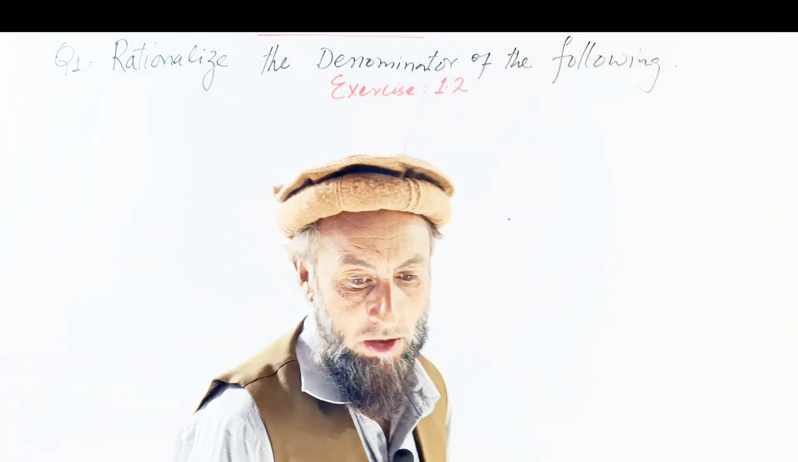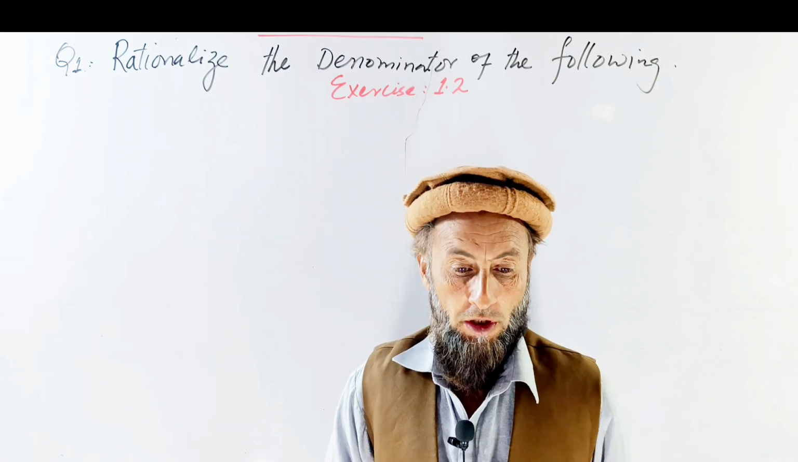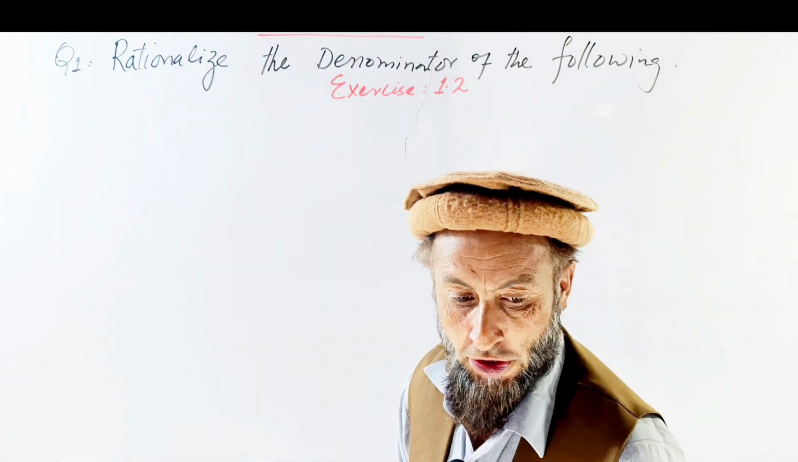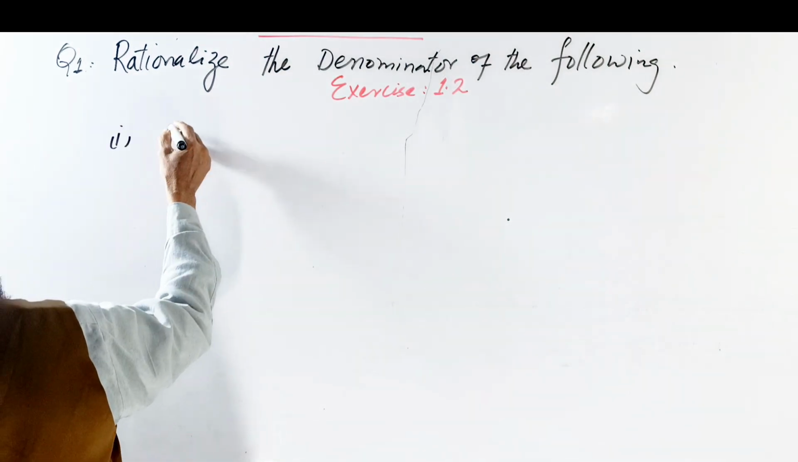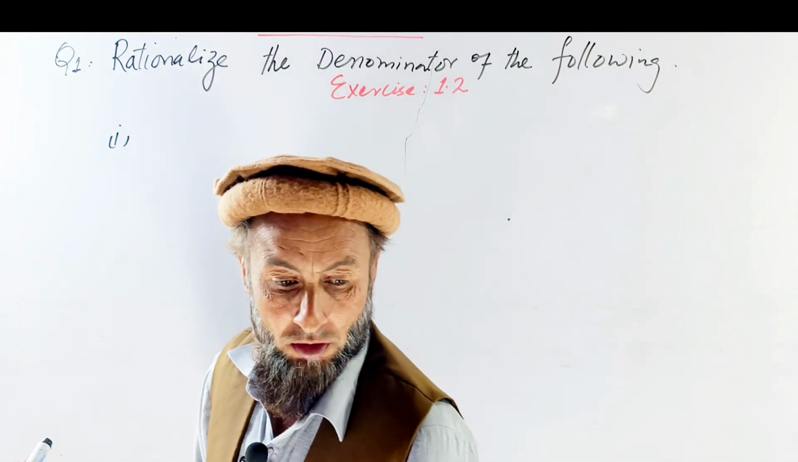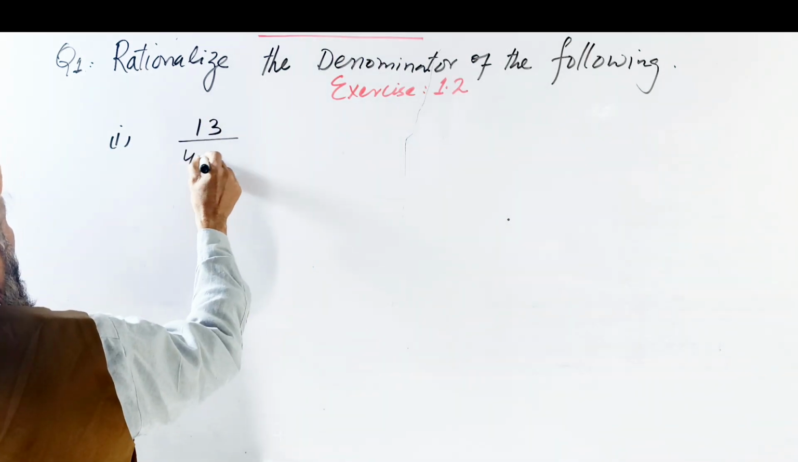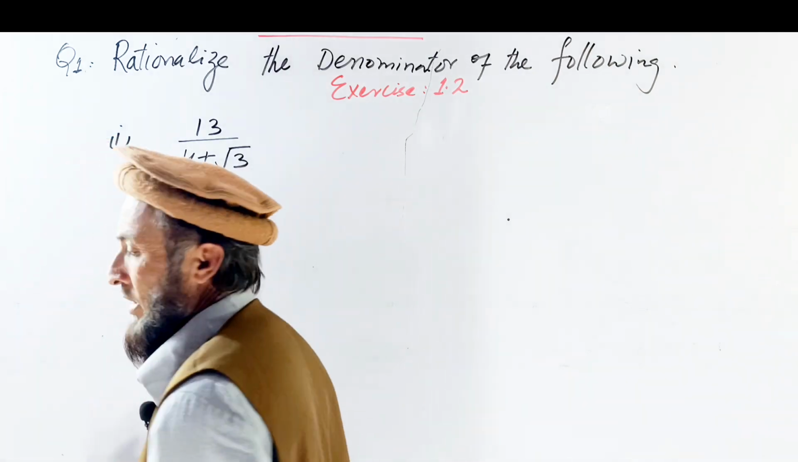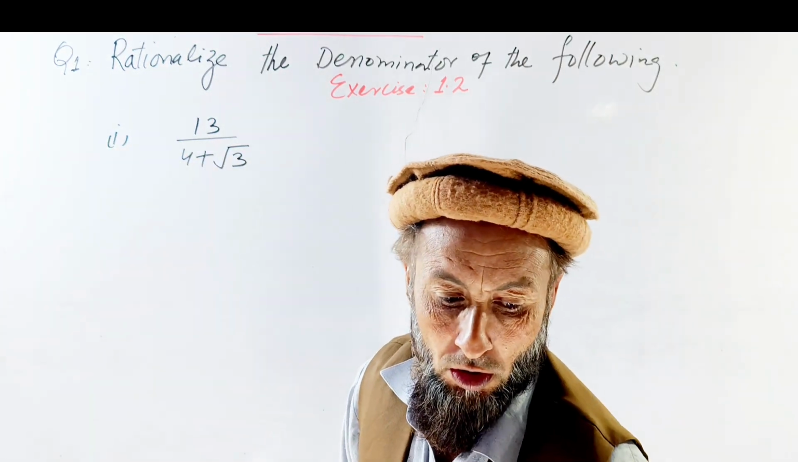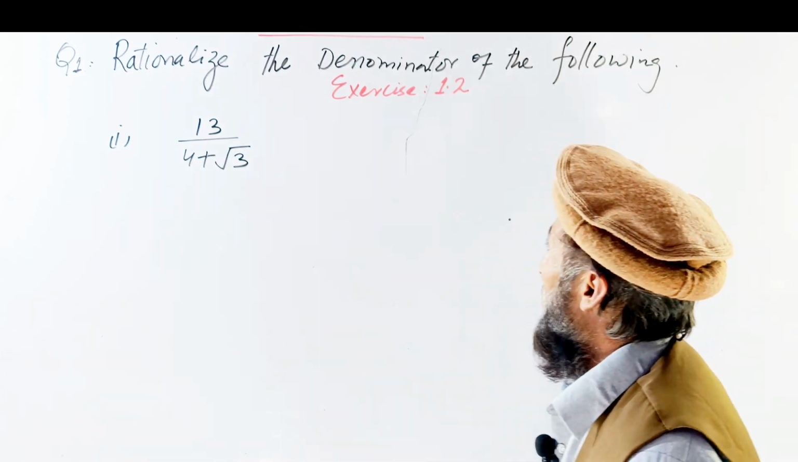First, there are so many parts, 6 parts. We are doing this one by one. First part, 13 divided by 4 plus square root of 3. Now how do we calculate this value? Look here, rationalize the denominator.